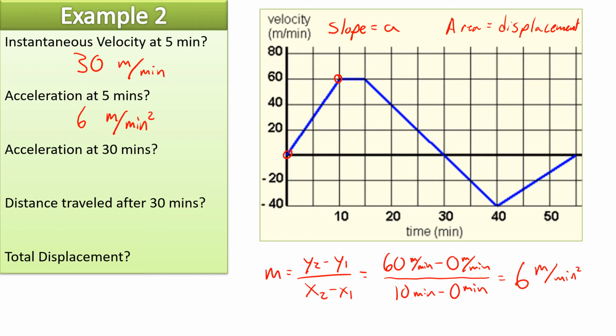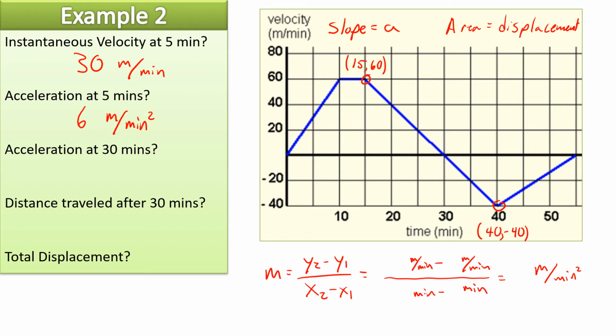Okay, the next one says, what's the acceleration at 30 minutes? So at 30 minutes, we're right here. The velocity is 0, but what's the acceleration? We have to find the slope of this line from here to here, any 2 points along these. Okay, I'll use those 2 points that I just circled.